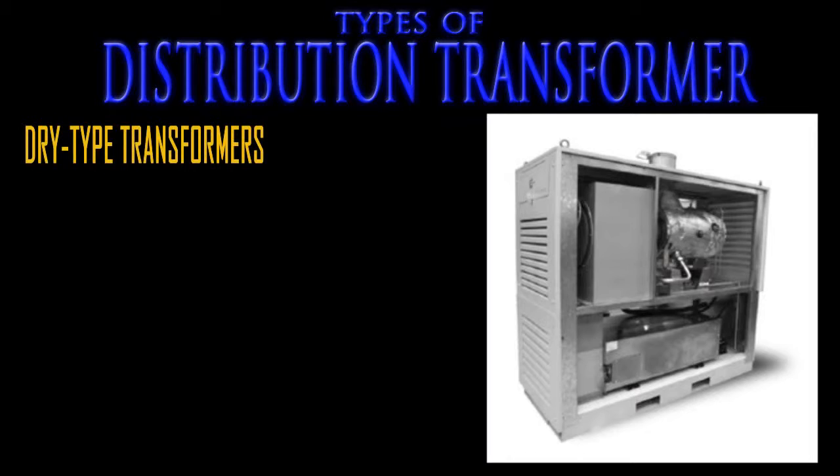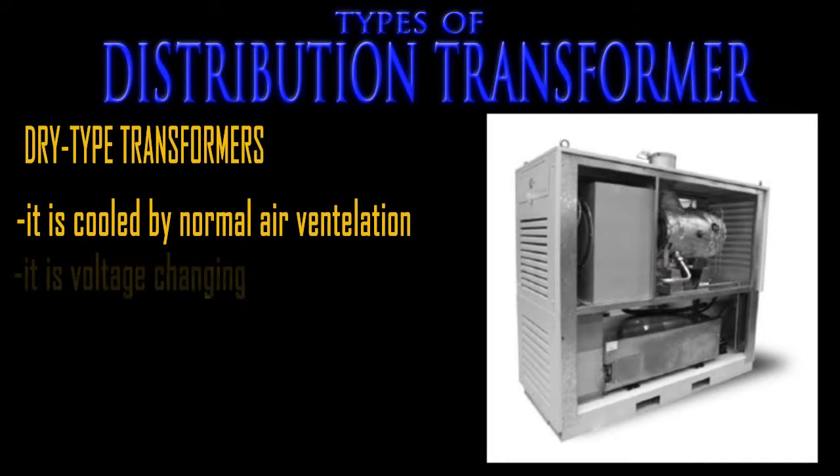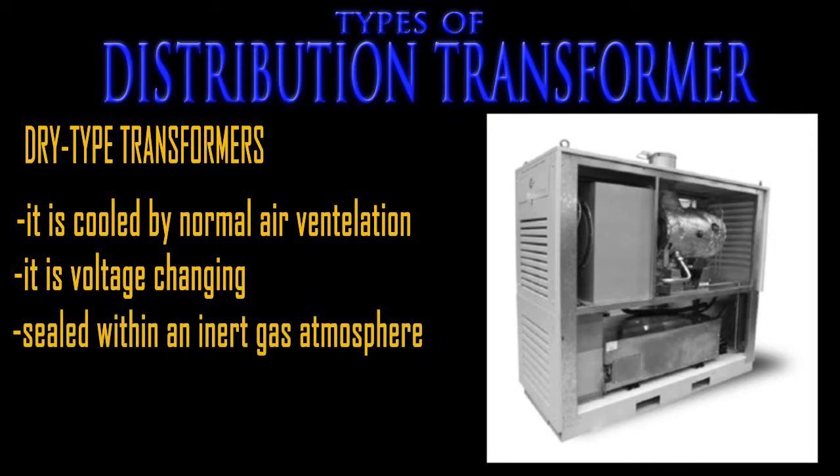Dry-type transformers are transformers which are cooled by normal air ventilation. Unlike other transformers, they are voltage changing, usually meaning they are stepping down voltage, and are also isolation devices that are air-cooled rather than liquid-cooled. Some of the dry-type transformers are sealed within an inner cast enclosure, and others are cast coil design.